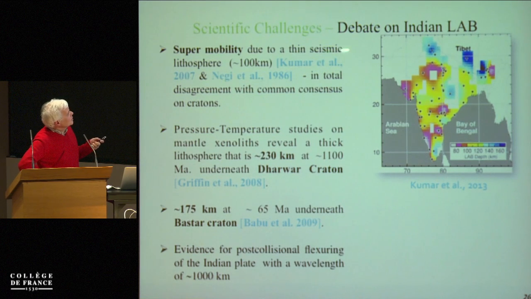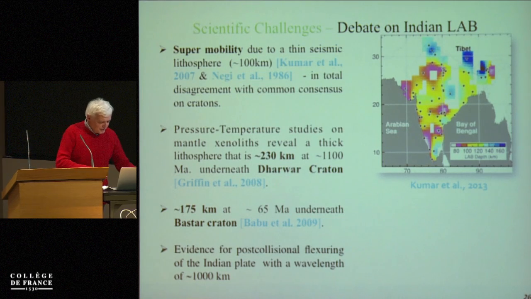So Prakash Kumar, in a Nature paper, proposed that the thickness of the Indian continent is only 100 kilometers. But there are some other data, for example xenoliths, showing that the Indian continent might be at least 230 kilometers thick, and other data show that for the Bastar Craton you can also have a very thick continent. In this more recent paper, Prakash Kumar proposed that you have some flexuring, and so a large variability in the thickness of the Indian continent following the collision.